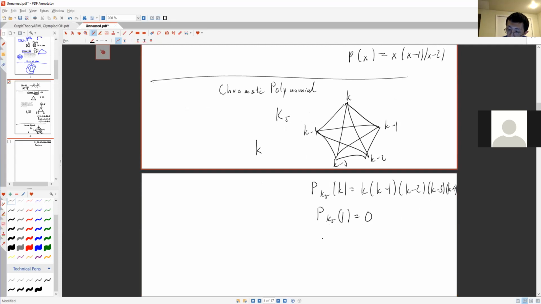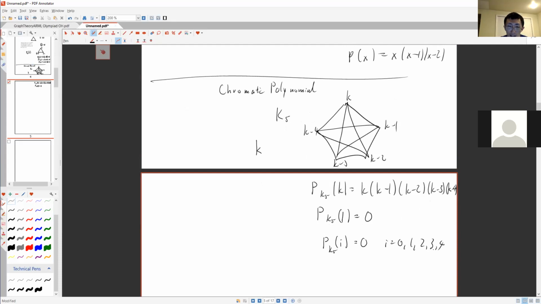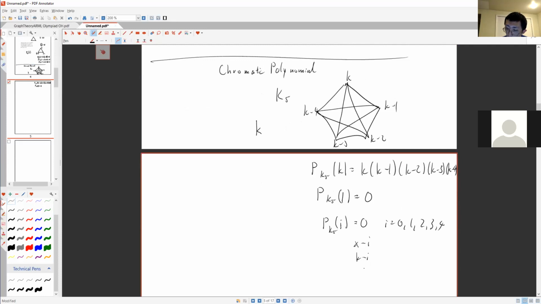So we can say that P of i for K5 equals 0 for i equals 0, 1, 2, 3, 4. And then by the factor theorem, if i is a root, then x minus i is a factor, or k minus i is a factor. So we can deduce that the polynomial has these 5 factors.